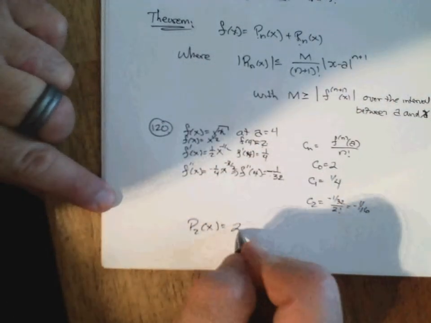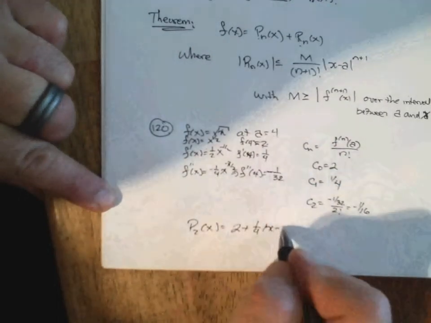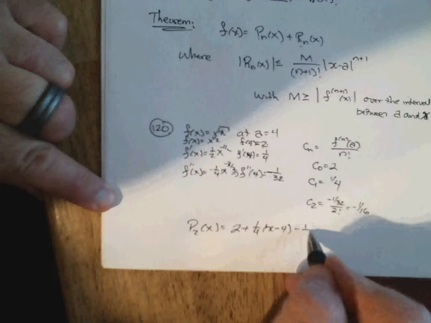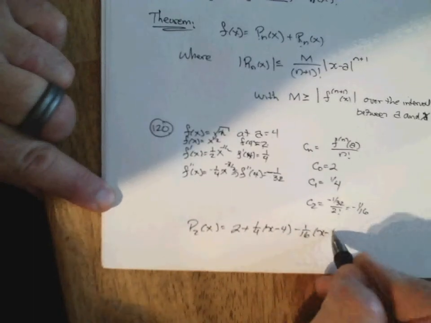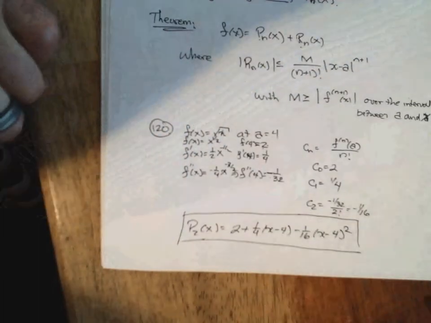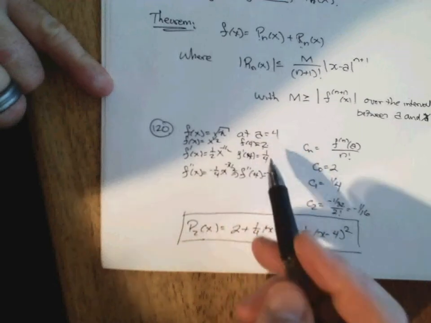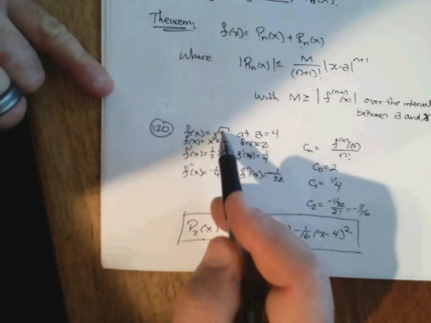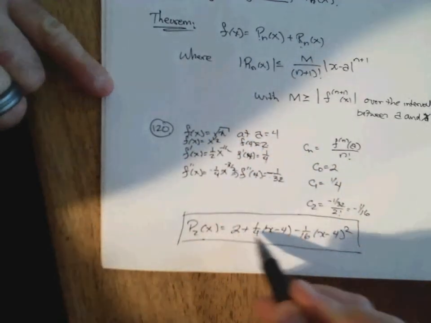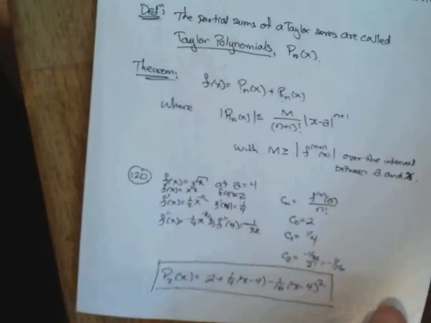So now you can write the polynomial. The Taylor polynomial of degree 2 is C0 plus C1 times x minus the a value plus C2, negative 1/16, times x minus the a value squared. And the claim is, as long as you're fairly close to 4 in your values of x, if you plug 4 into this, or if you plug 4 into this polynomial here, they'll be pretty close to each other. Okay? All right.